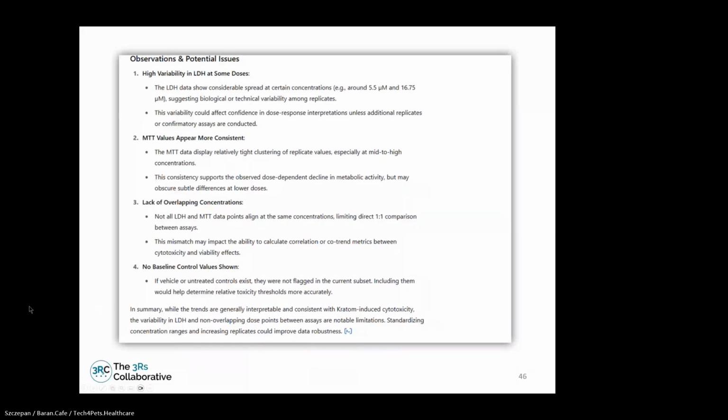I don't know that I'll go through too much here, but it had some information like, hey, you didn't give me controls in this study, so it flagged that. That would help understand thresholds. It gave a nice overview and some information on doses and the variability in LDH. That's my last slide. Maybe I have one more. No, that's it. I think I'm back to Shayvon.